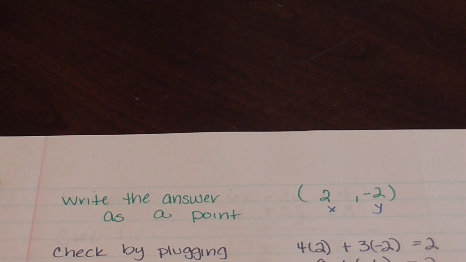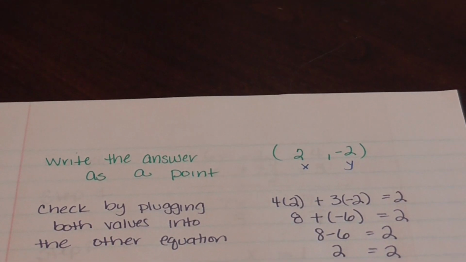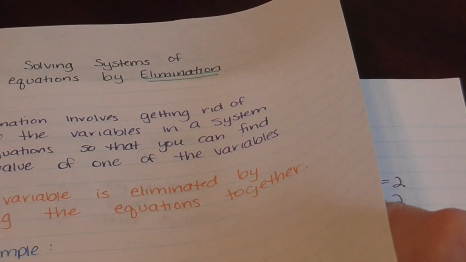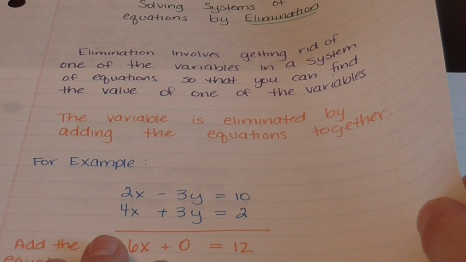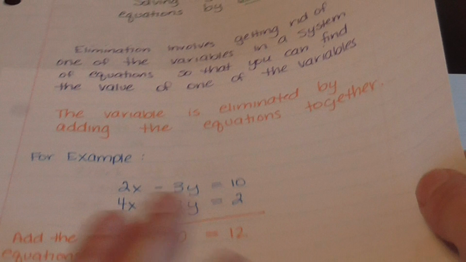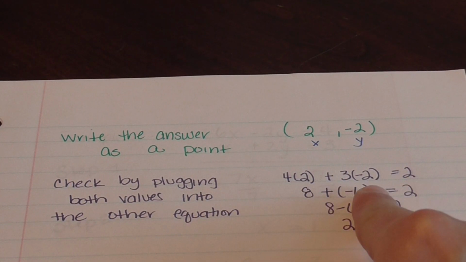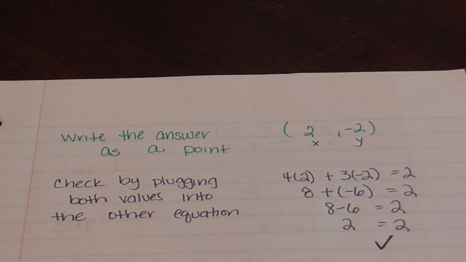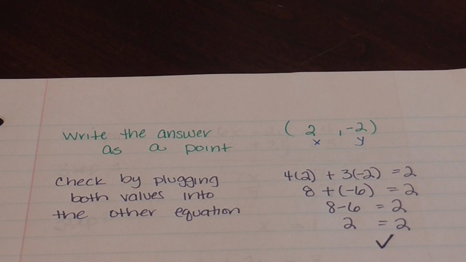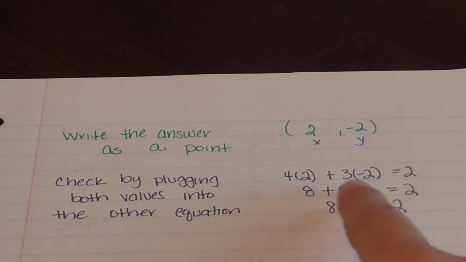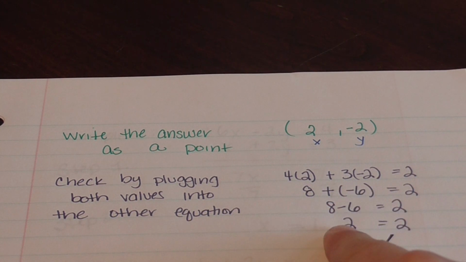And I'm going to check by plugging in both values into an equation. So I took the second equation, which was, if you take a look, 4x plus 3y equals 2. And I plug in positive 2 for x and negative 2 for y, pulling those numbers directly from my point. And I get 4 times 2 is 8, 3 times negative 2 is negative 6, 8 minus 6 is in fact 2, so it does work out.